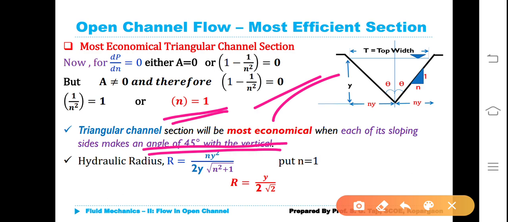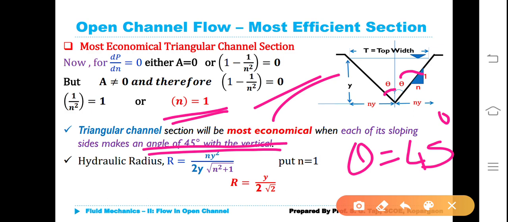Therefore, triangular channel section will be most economical when each of its sloping sides makes an angle of 45 degrees with the vertical, that is, theta should be equal to 45 degrees with the vertical. Then we will say triangular channel section is the best or most efficient channel section.